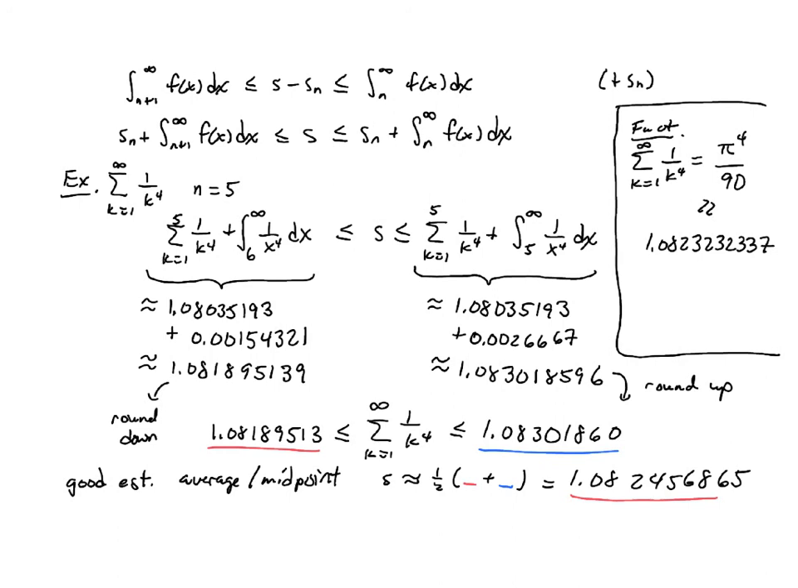Okay? And you see why it's good to take the average between the red number and the blue number that we had as the bounds from above and below. Okay?